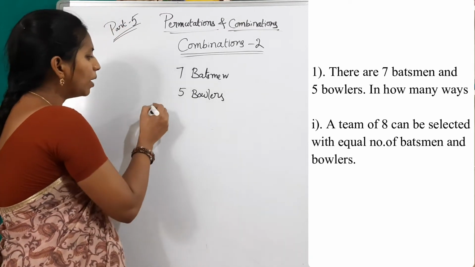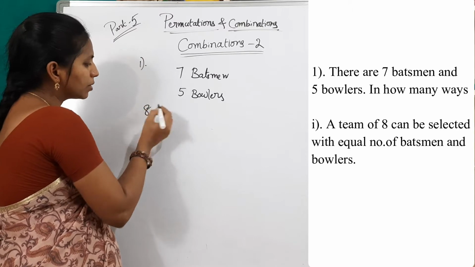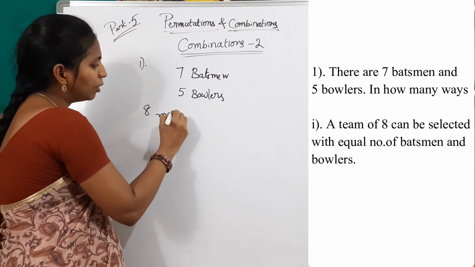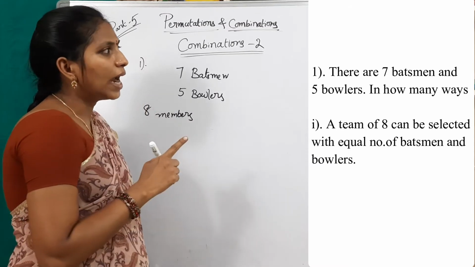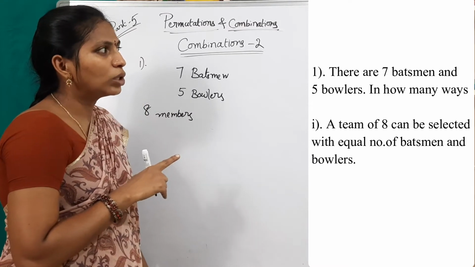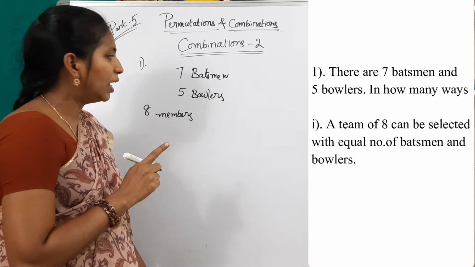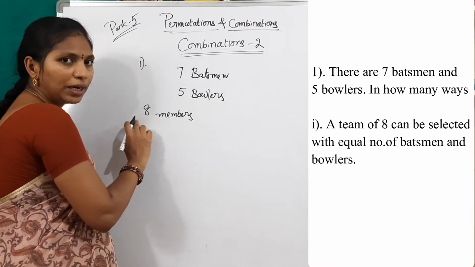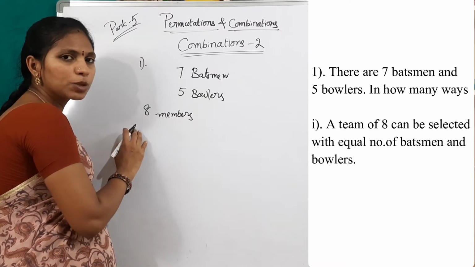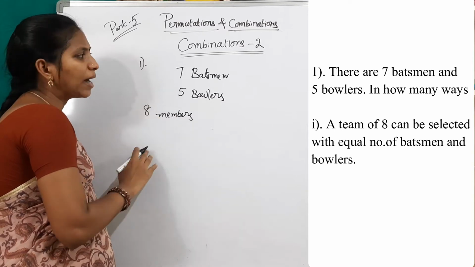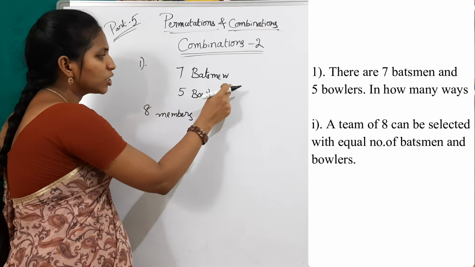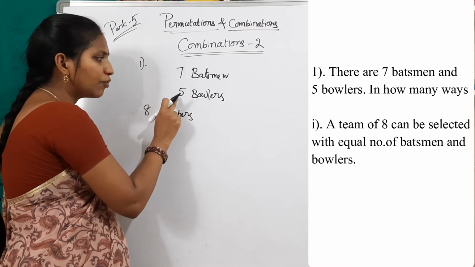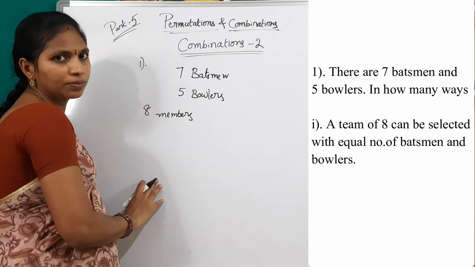We should select how many members? 8 members. What is the condition? Bowlers and batsmen must both be equal. Equal means here 8 by 2, so 4 members bowlers and 4 members batsmen. So select 4 members from 7 batsmen and 4 members from 5 bowlers.